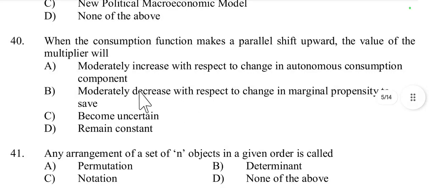And today's last question, question number 40. When the consumption function makes a parallel shift upward, the value of the multiplier will moderately increase with respect to change in autonomous consumption component? No. Moderately decrease with respect to change in marginal propensity to save? No. Becomes uncertain, or remain constant? It remains constant. Because a parallel upward shift in consumption implies an increase in autonomous consumption, but since the multiplier depends on MPC or MPS, it remains constant. So the right answer for 40 is D.